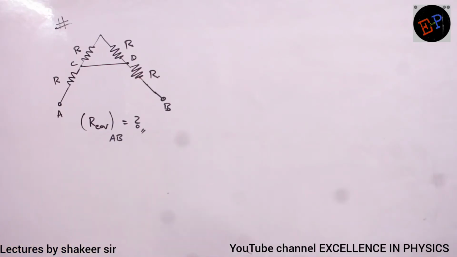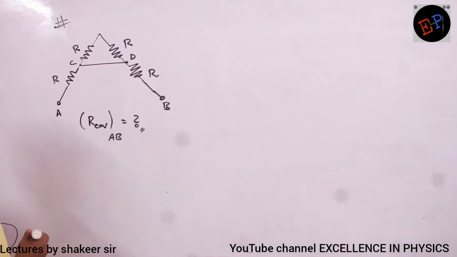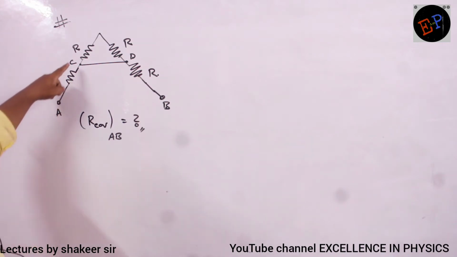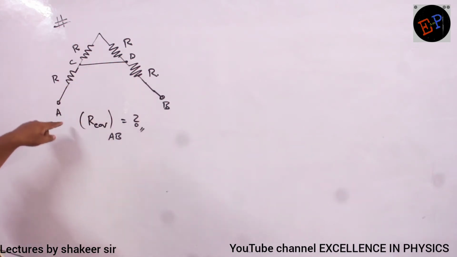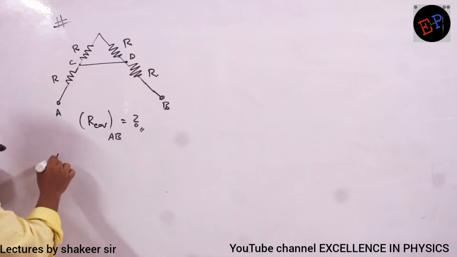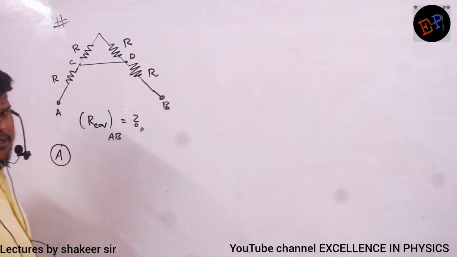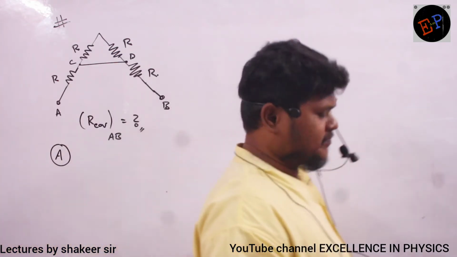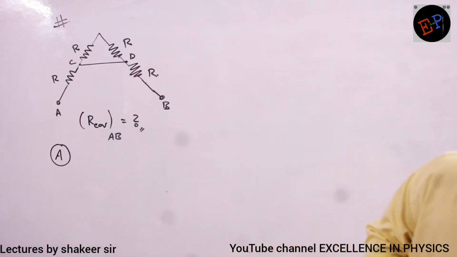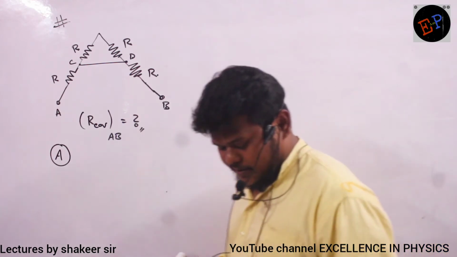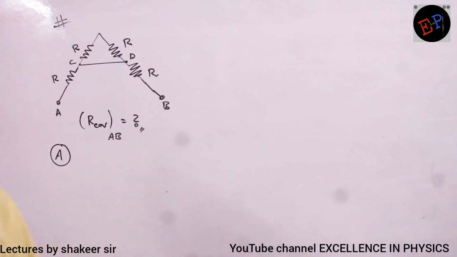Okay, Sima. So this is the given circuit. These are the resistors which are arranged. Now I want to calculate the equivalent resistance between A and B. Can anybody say how I can solve this? How can I find out the equivalent resistance between A and B? Any idea?